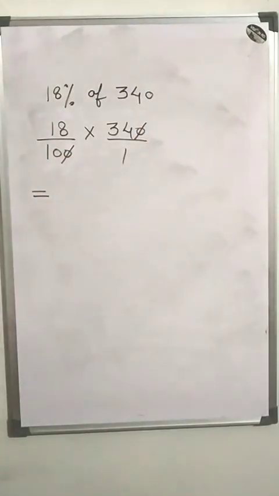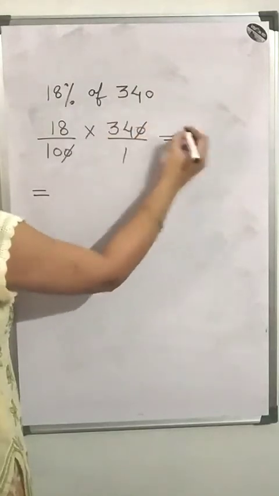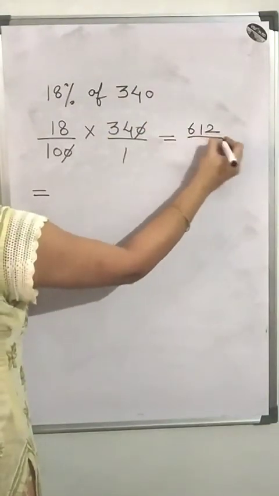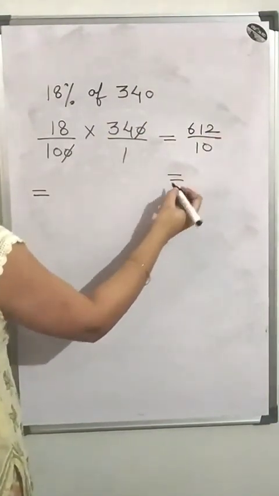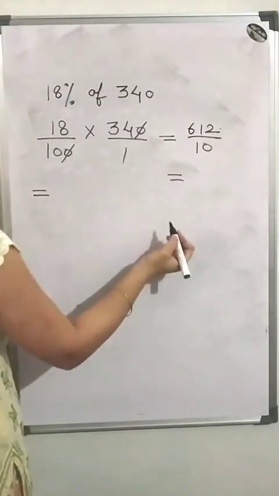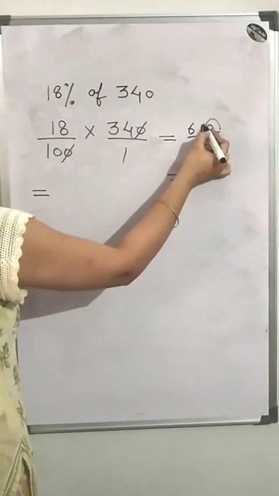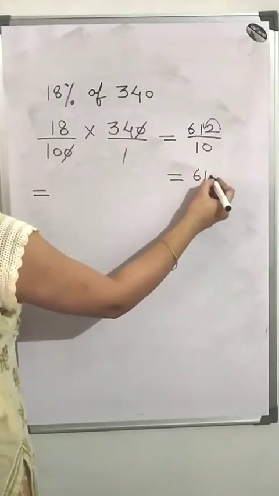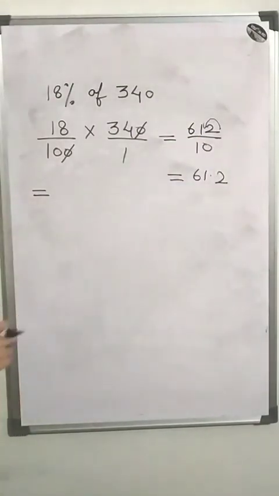Now solve it. We multiply them, 612 upon 10. Now write it down, shift the decimal. There is no decimal here, so we assume it here and shift it one place left, so the answer will be 61.2. So the answer is 61.2. So in this way you can calculate the answer.